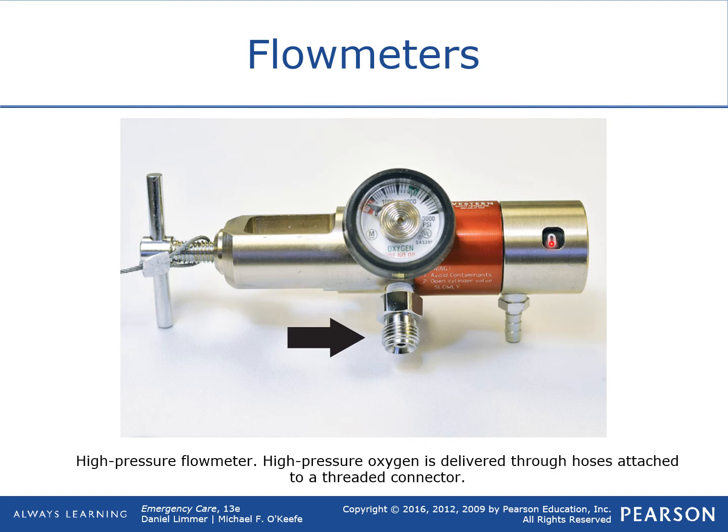So right here, this is your low pressure side. Oxygen will come out of here. This is the regulator. It shows you the pressure in the tank. This is your selector for the liters per minute of the low pressure side.